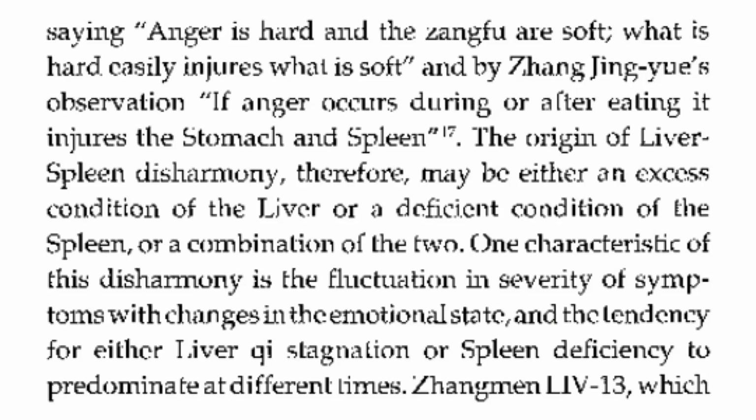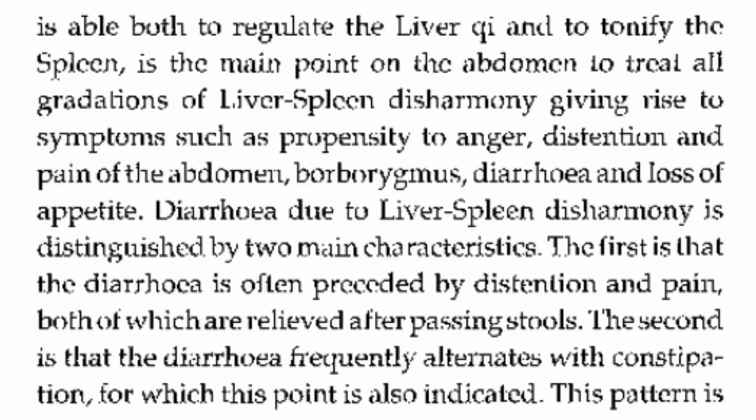The origin of liver-spleen disharmony, therefore, may be either an excess condition of the liver or a deficient condition of the spleen, or a combination of the two. One characteristic of this disharmony is the fluctuation in severity of symptoms with changes in the emotional state, and the tendency of either liver Qi stagnation or spleen deficiency to predominate at different times.